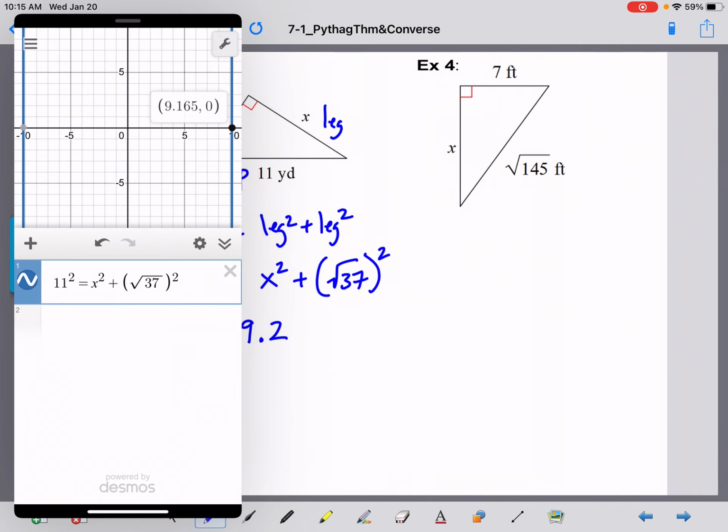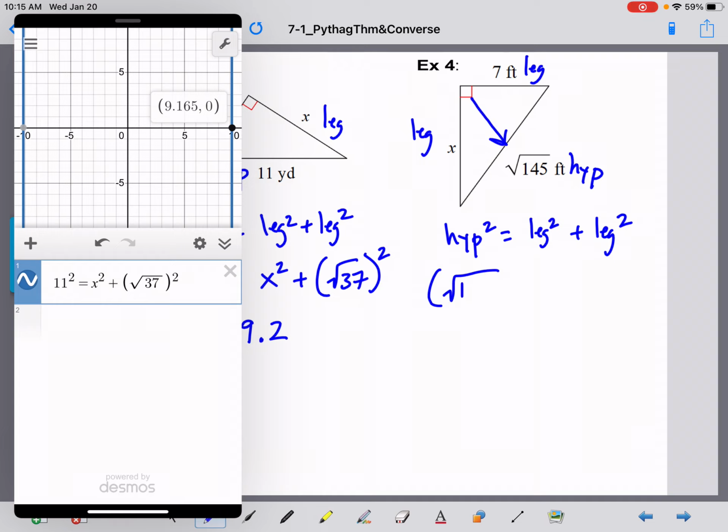And now the next one, I'm going to work out a little bit more by hand just so that you can see what that's like. So this would be a leg, and the hypotenuse. Hypotenuse is always across from that right angle. So hypotenuse squared equals leg squared plus leg squared. So if I use parentheses, this stays as an x squared. I can't do much with that. 7 squared is 7 times 7, and that's going to be 49.